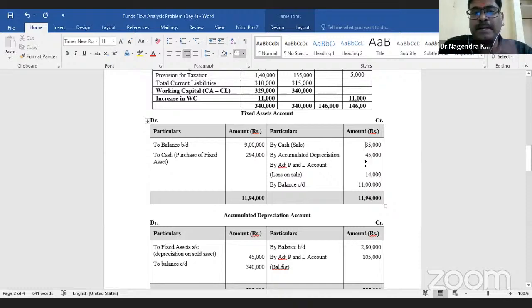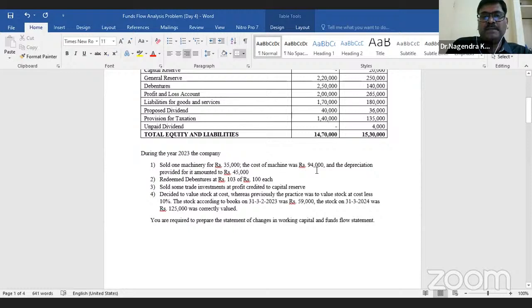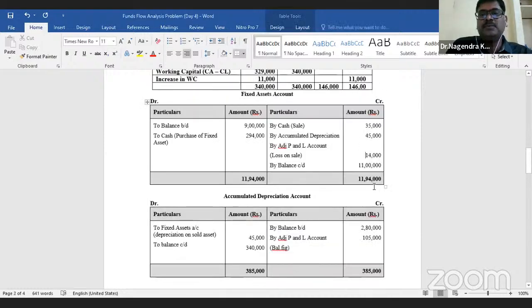Then let us see. The actual cost of this machinery is 94,000 and the depreciation incurred on this machinery is 45,000. Therefore the book value of the machinery will be 49,000. It is worth 49,000, but it was sold for 35,000. So we are incurring a loss of 14,000 on this machinery sale. That loss can be transferred to the profit and loss adjustment account.